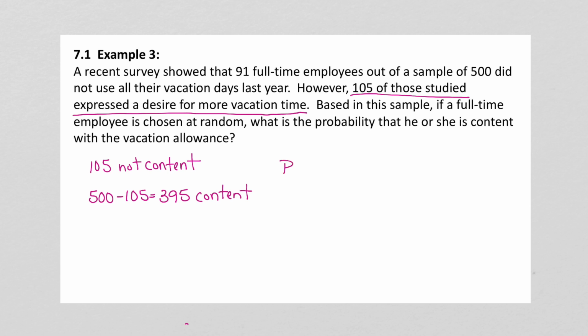So the probability that a content employee is selected is 395 out of 500. We'd want to reduce that. If we leave it in fraction form, that'd be 79 of 100, or as a decimal, 0.79. Okay, so there's our 3 examples to help you more with section 1.